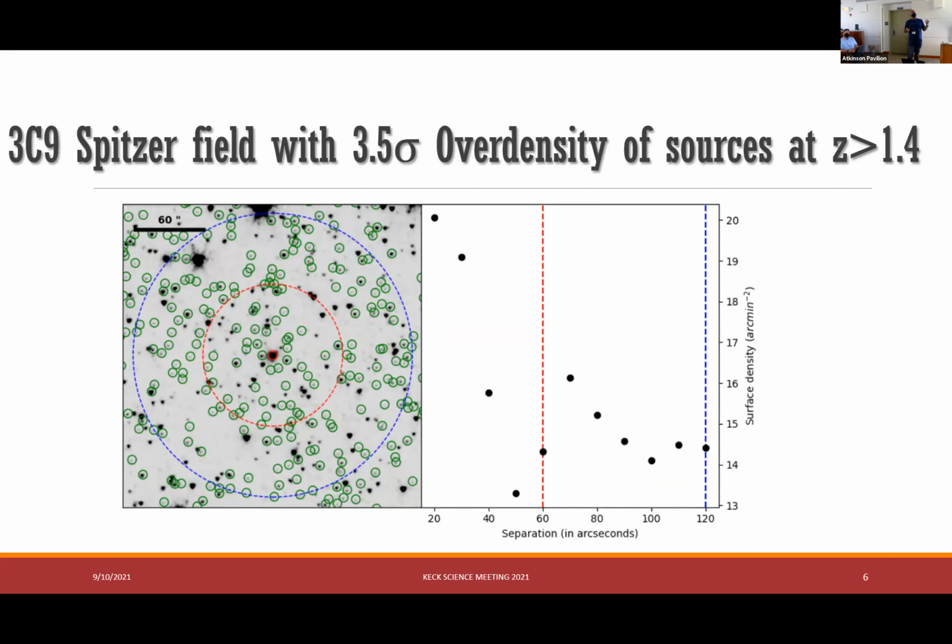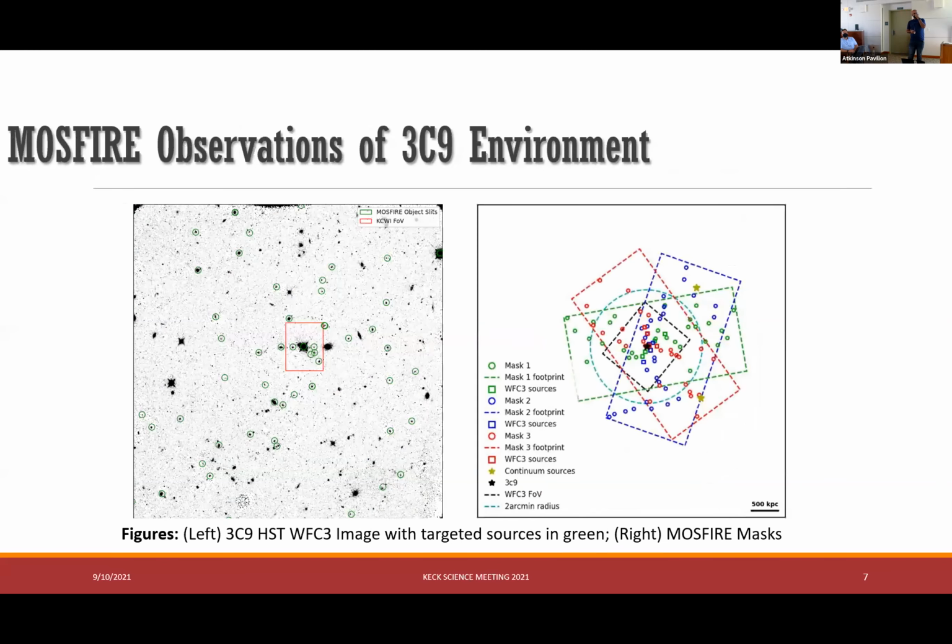So what do I mean by that? This is the Spitzer field for 3C9. My quasar's in the center, and I have these 1 and 2 arc-minute radii around it. If we do a color cut to select high redshift sources using Spitzer IRAC data, we find about a 3.5 sigma overdensity of sources at redshift greater than 1.4. So what we wanted to do was target this larger field.